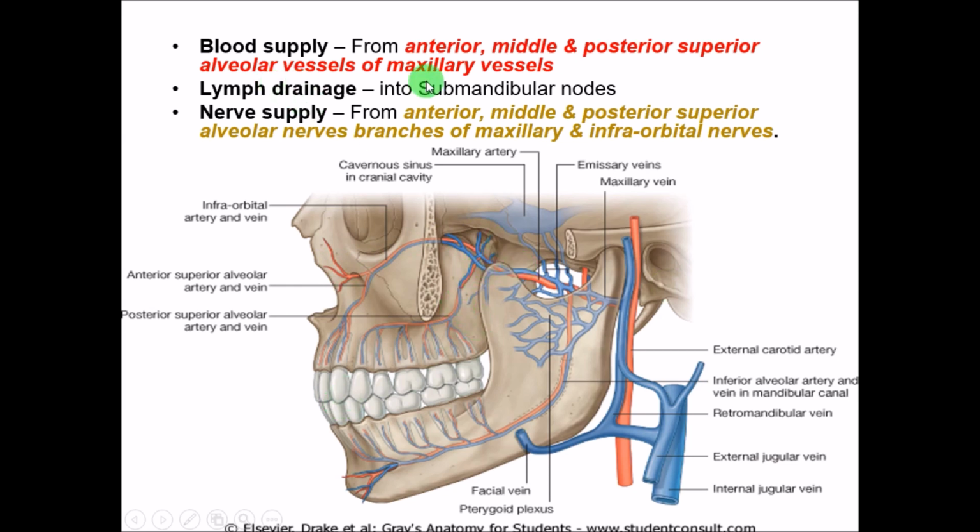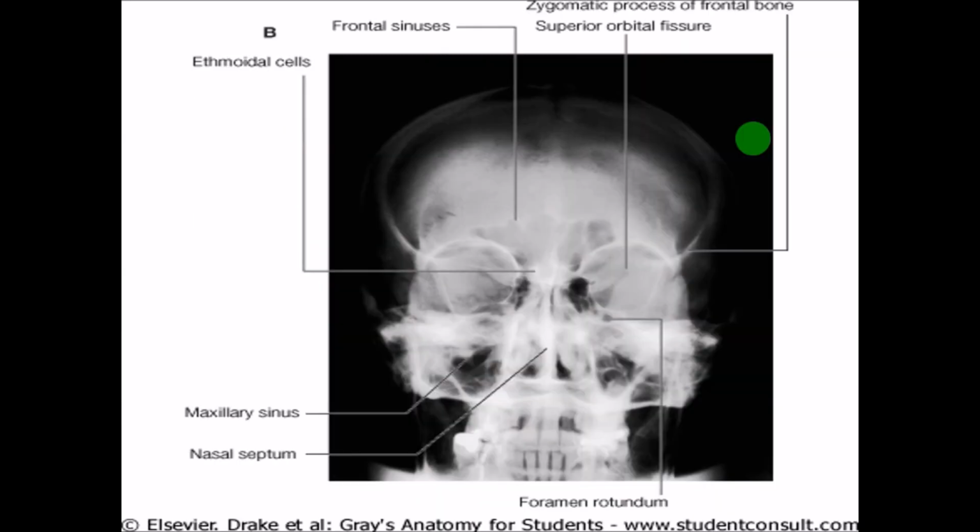Coming to the lymphatic drainage, it will be into the submandibular group of lymph nodes, and the nerve supply will be from the anterior, middle as well as posterior superior alveolar nerves, branches of the maxillary as well as the infraorbital nerves. This is the nerve supply. So as you have seen, this is the maxillary sinus. This is the X-ray showing you all the air sinuses.